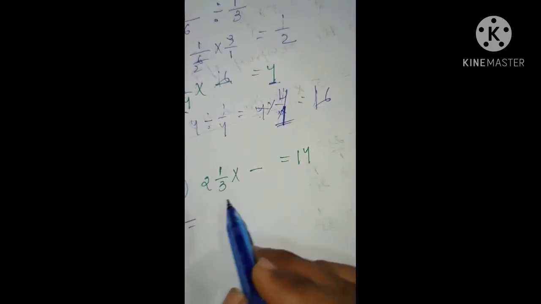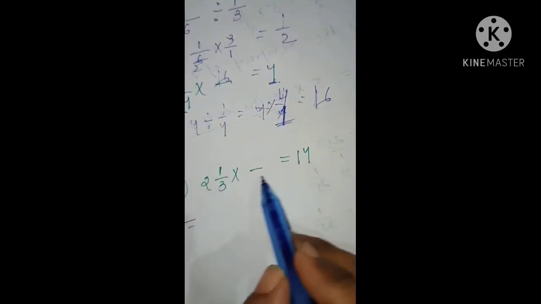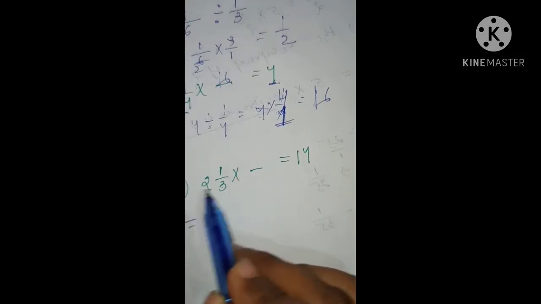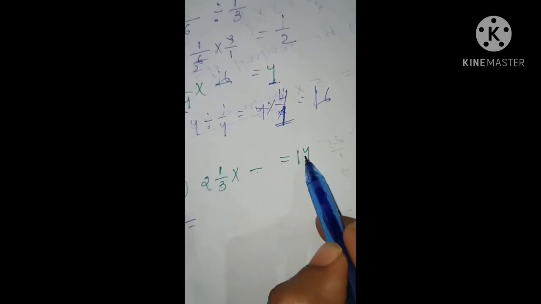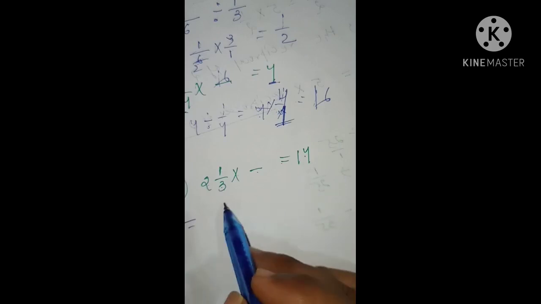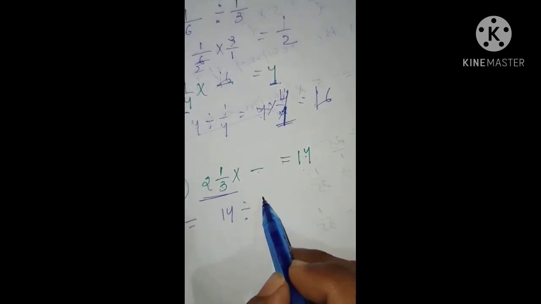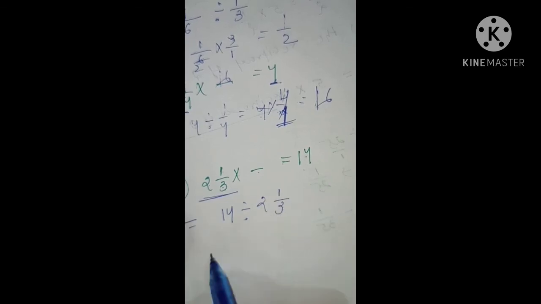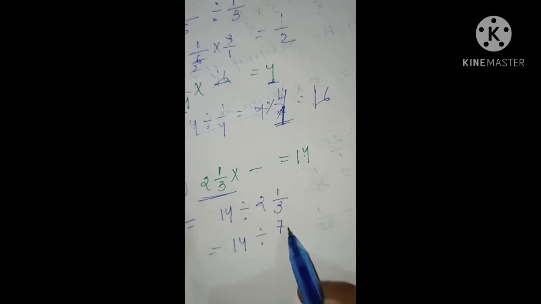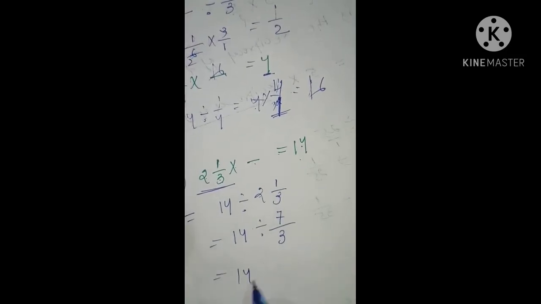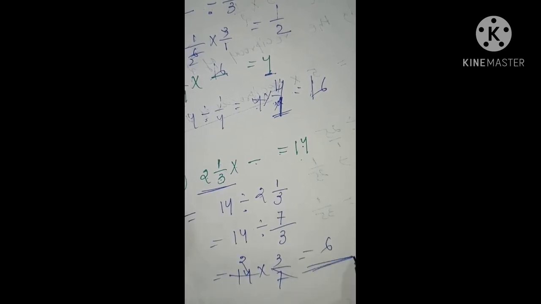Similarly here also: 2 whole 1/3 times a blank is equal to 14. This is also the same type of question: right hand side divided by the left hand side number. So 2 whole 1/3 is 2 times 3 is 6, plus 1, 7/3. So this will be 14 multiplied by 3/7. Is there any cancellation? 7 goes into 14, so 3 times 2 is 6 is the answer. I hope this is clear. Thank you.